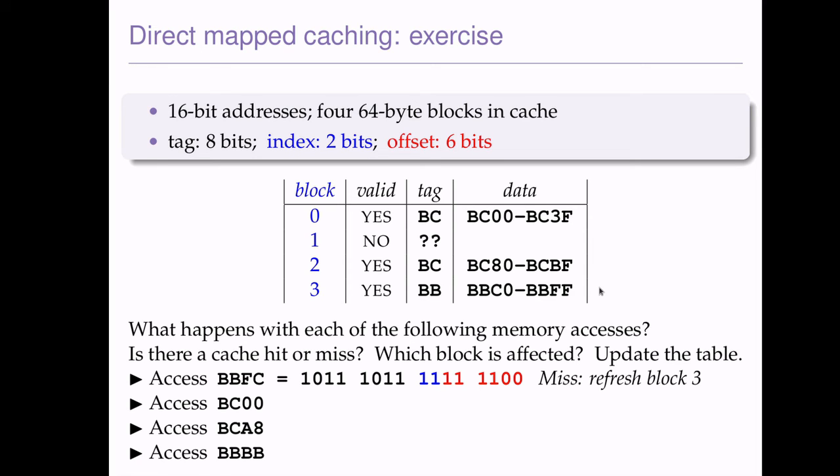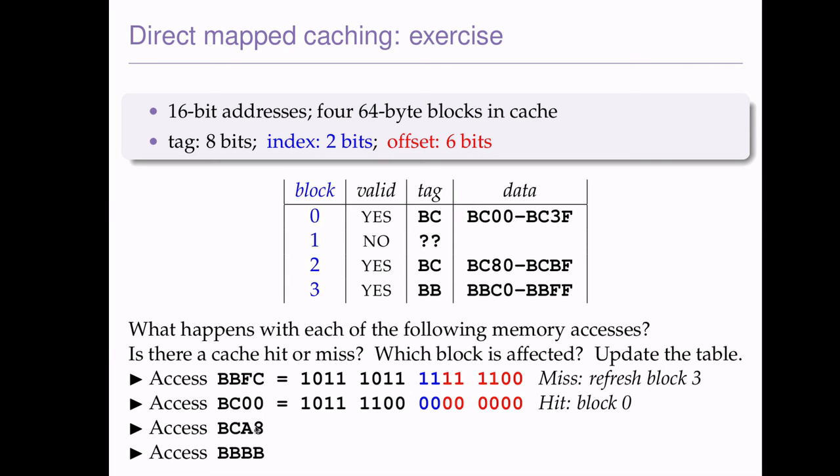Now we go to the next one. So BC00, so 00, that means that our block is going to be 0, so we'll either have to refresh block 0 or get something from block 0. So again, we would just have a look. Do we have the same tag? We do have the same tag, and so we should get a hit, and we do get a hit in block 0.